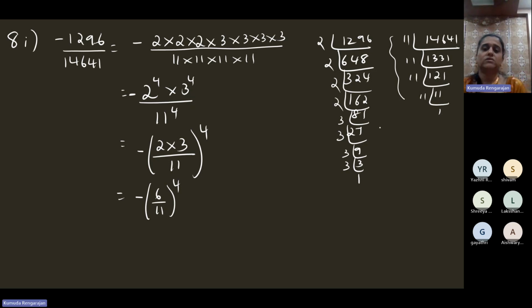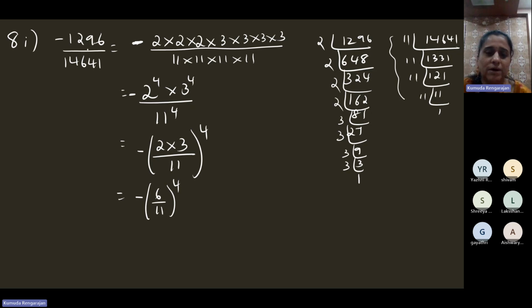1296, you can see. Always start from the least prime, 2. If that's not possible, then 3, then 5, then 7. Don't pick prime numbers randomly. Always use them in the order: 2, and then 3, and then 5, and then 7, 11, 13, and so on. So I've just put the minus outside.